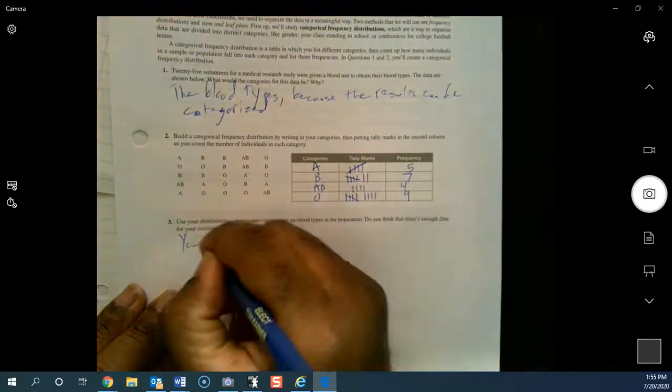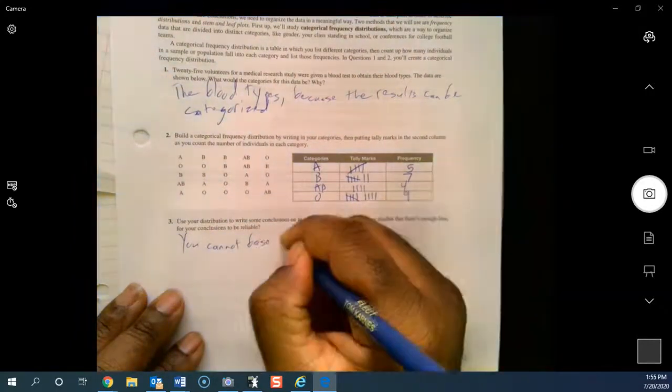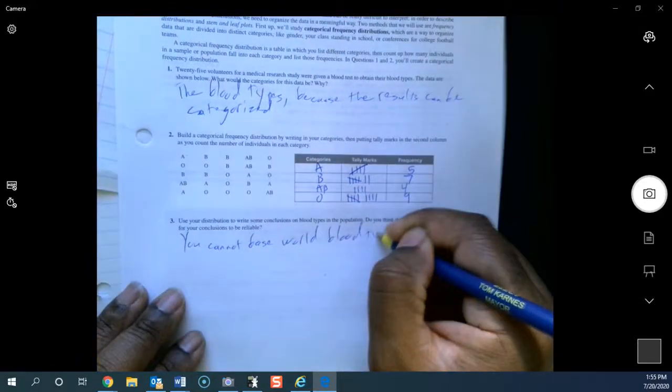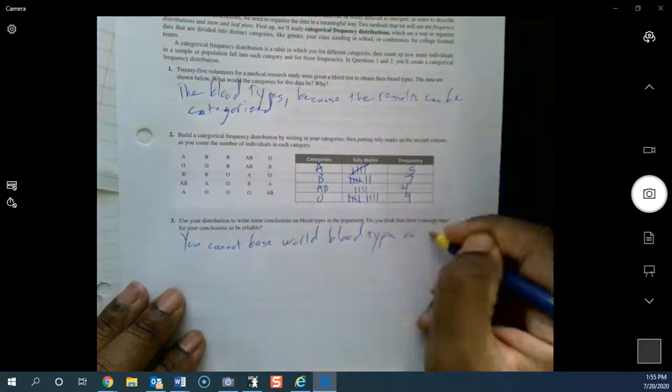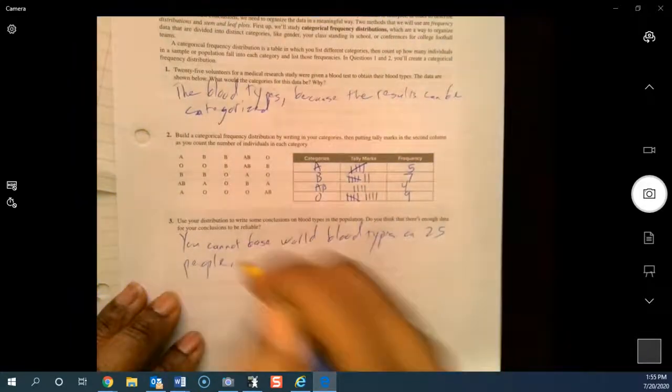You cannot base world blood types on 25 people. Okay.